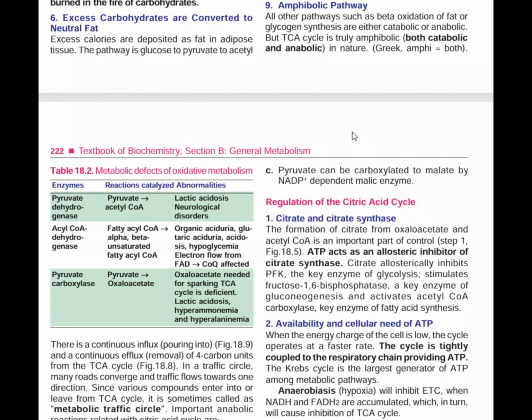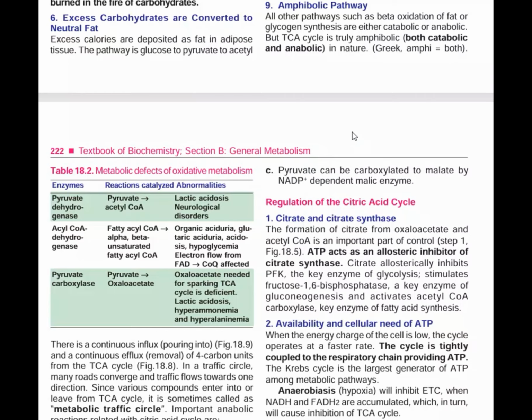As an amphibolic pathway, all other pathways such as the beta oxidation of fat or glycogen synthesis are either catabolic or anabolic pathways. But the TCA cycle is truly an amphibolic pathway. It means both catabolic as well as anabolic in nature. The Greek word amphi means both, so both pathways, catabolic and anabolic, are happening here. There is continuous influx and continuous efflux of 4 carbon units from the TCA cycle.